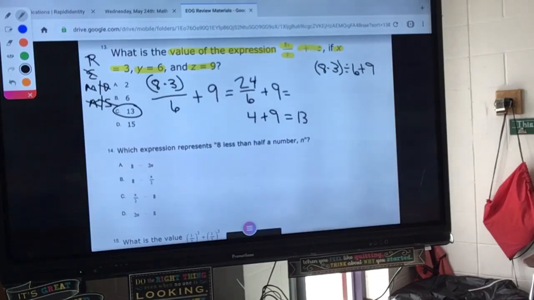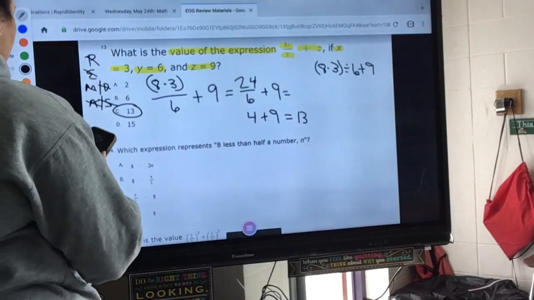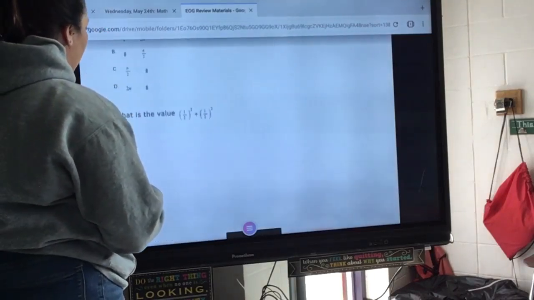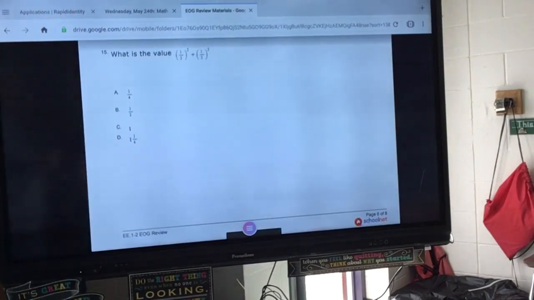All right, let's do number 15. So number 15, this says what is the value of half squared plus half squared.